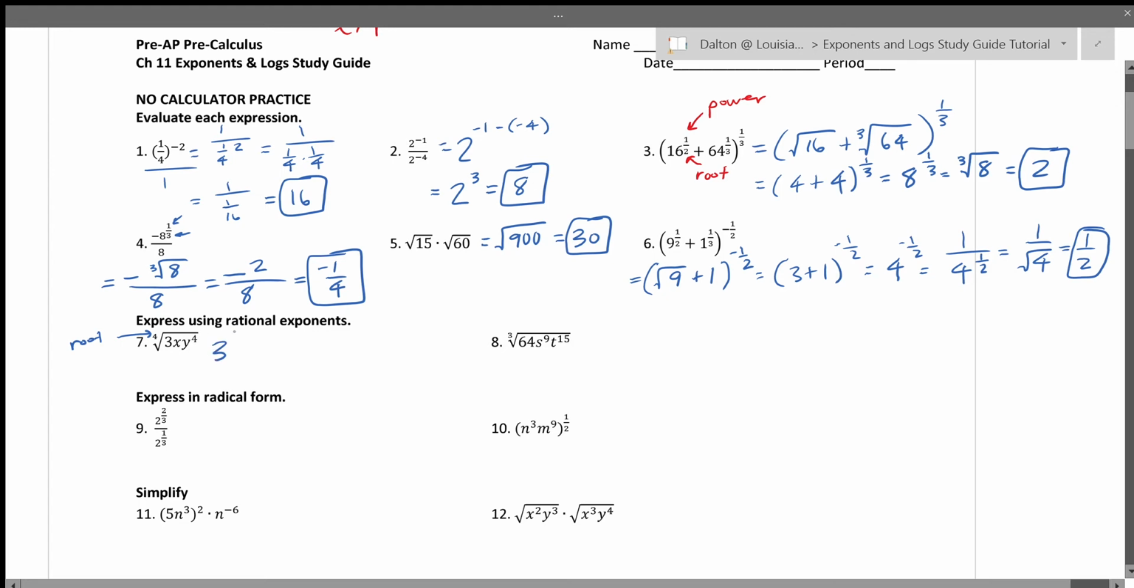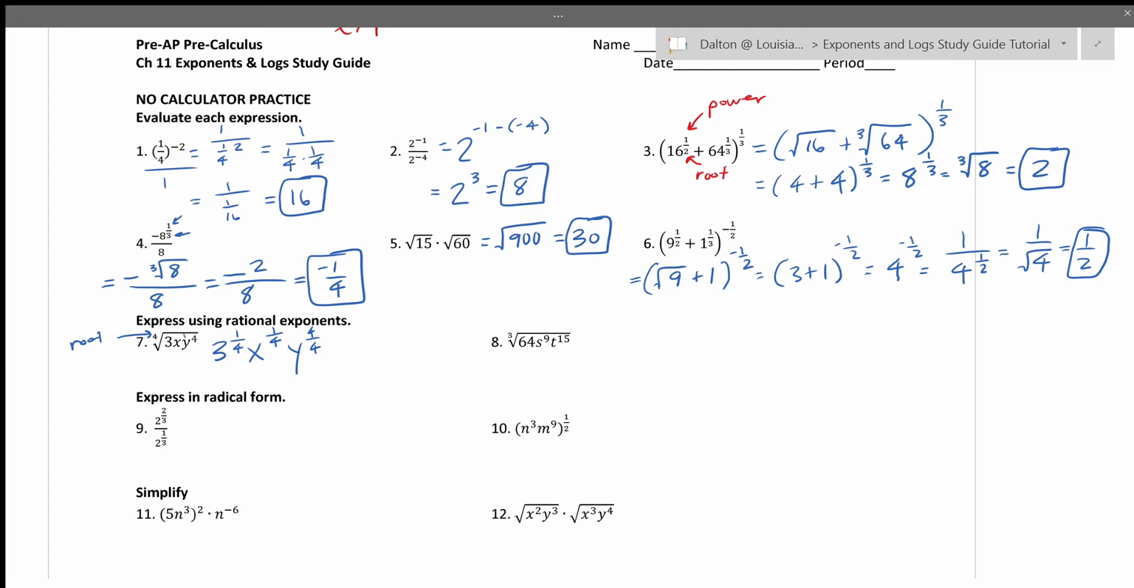There's none written, which is implied that it's going to be 1. So that'll be 3 to the 1/4 power times x to its power, which is also 1. It's not written, so it's understood. Times y to its power is 4, and the root is 4. Now, I'd probably give you credit if you left it like this because that's expressing it using rational exponents.